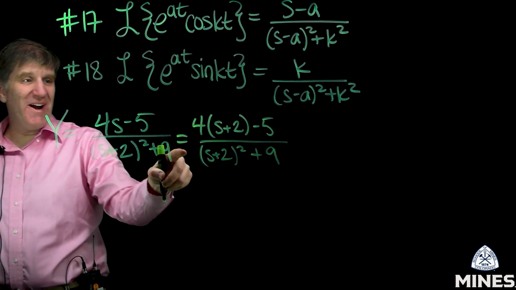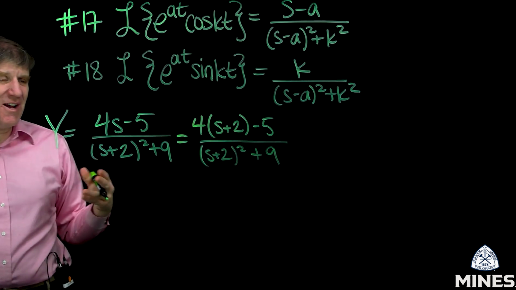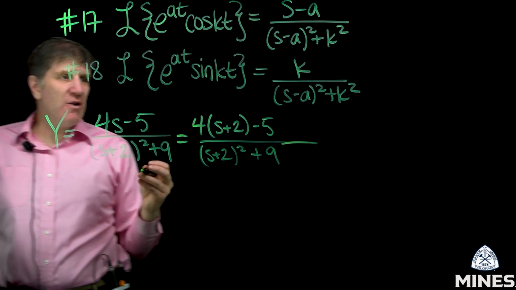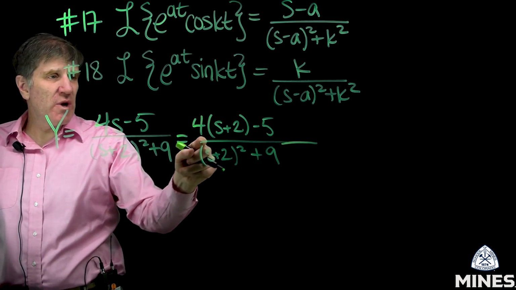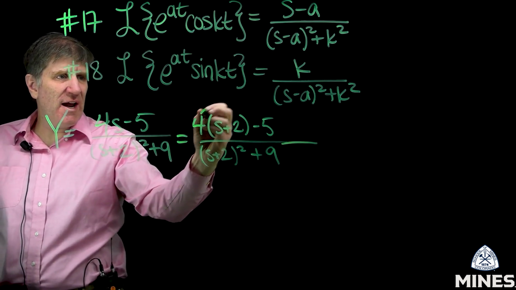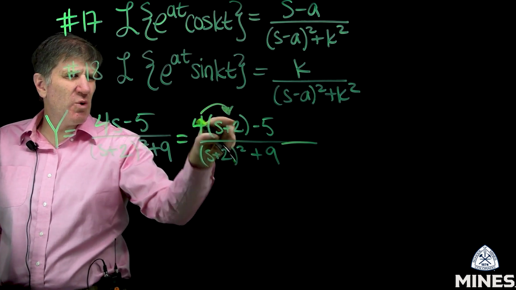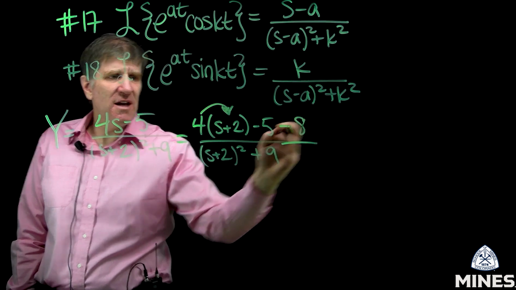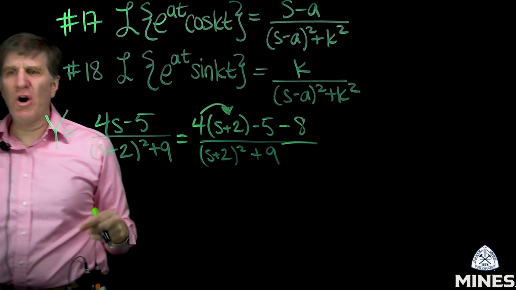That's not true, right? This is not equal to this. So I have broken some rules here, but I do have an s plus 2. How do I fix what I broke? What I really did is I added 4 times 2. I added an 8. So I'm going to subtract an 8. And now these two really are equal.